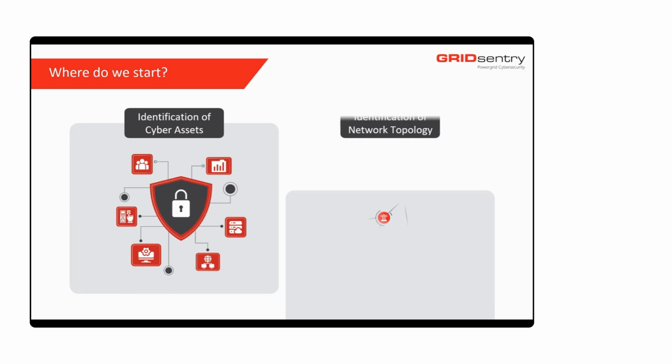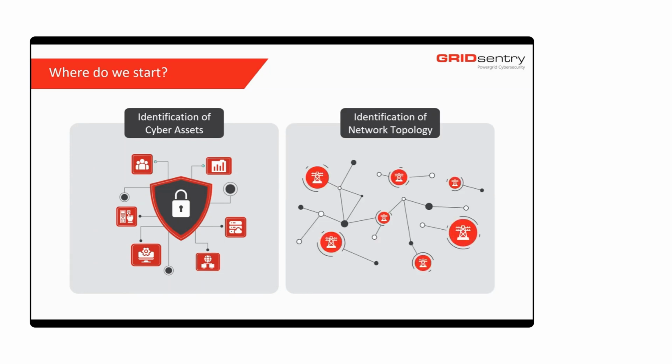Not just that, you don't just want to know who is there. You have to know, in addition, what do they speak and to whom are they speaking. So basically, the network topology and the cyber assets is what we'll have to first identify when we are doing any cybersecurity solution for a substation.